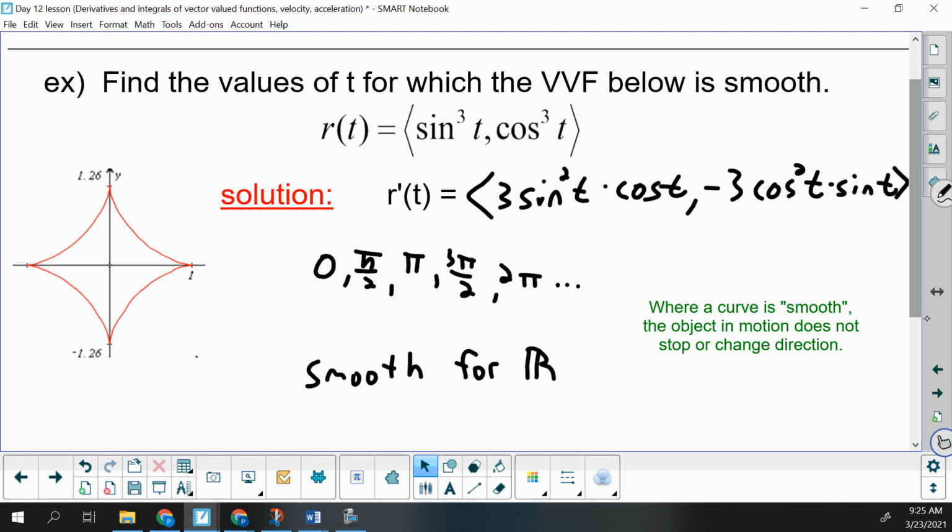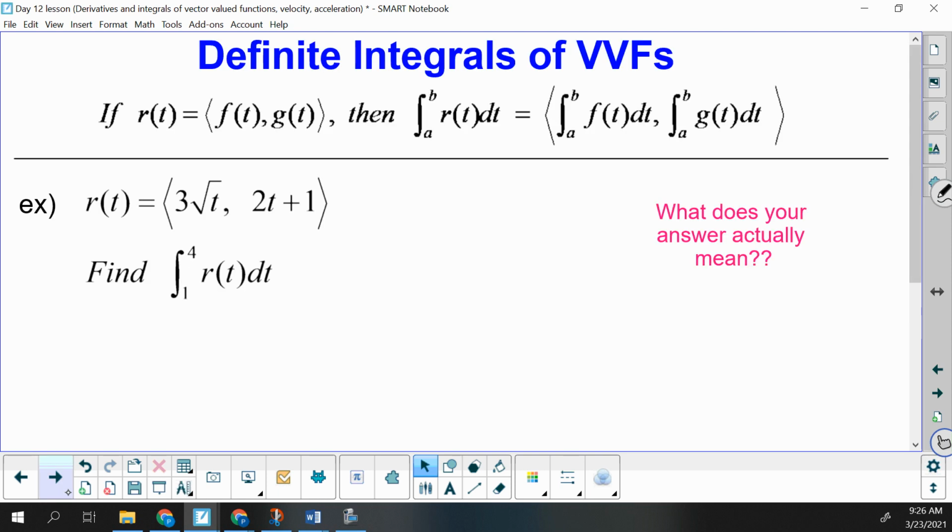Now, we could say that 0 is really 0 pi over 2. Then we have 1 pi over 2. Pi is really 2 pi over 2. So we could say all real numbers, but t cannot equal n pi over 2, where n is an integer. So that's how you determine where something's smooth.